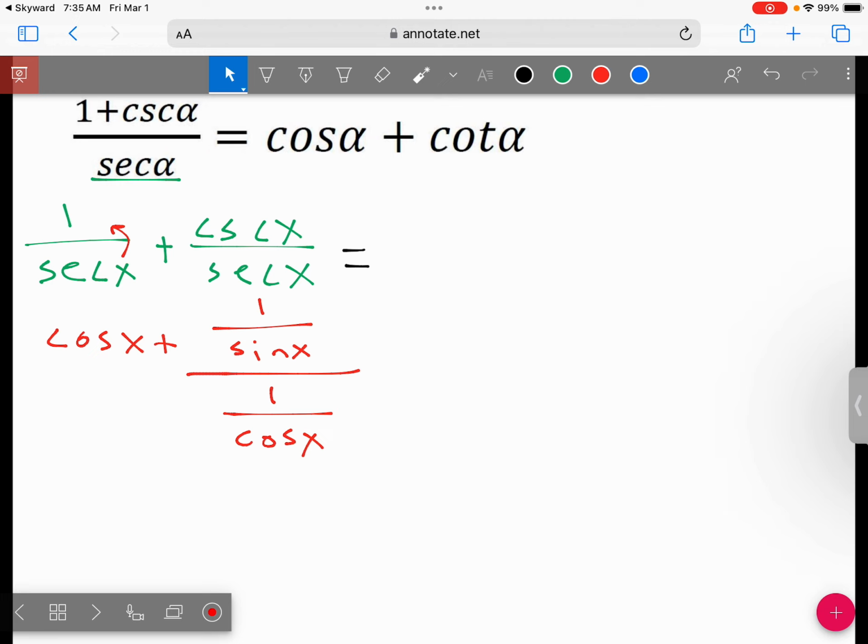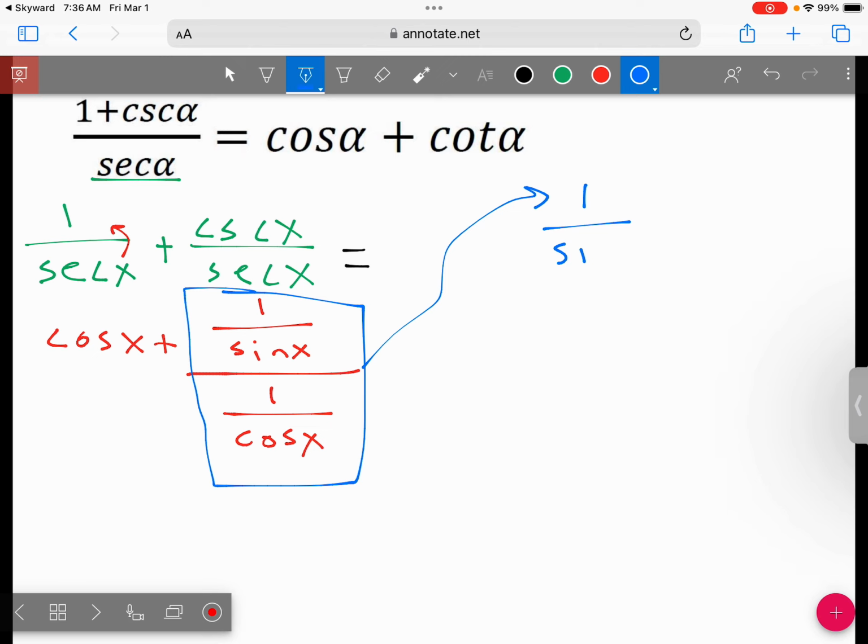When we keep, change, flip this, all I'm doing is taking this term. I don't want to rewrite the whole thing. When we keep, change, flip it, we're going to keep 1 over sine. We're going to change it to multiplication. And we're going to flip it to cosine over 1. We see that when we keep, change, flip it, we're going to get cosine over sine.